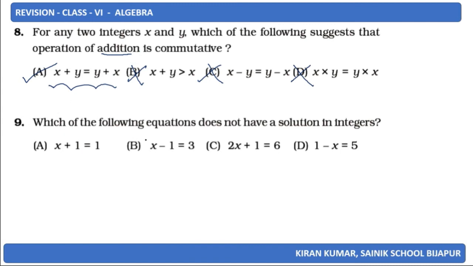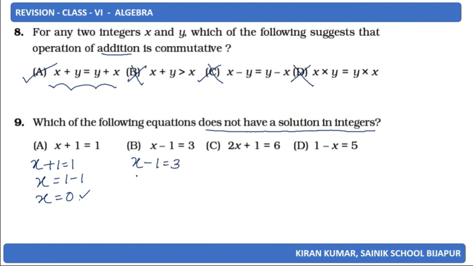Question 9. Which of the following equations doesn't have a solution in integers? When I take x plus 1 equal to 1, the x value is 1 minus 1, so x will be equal to 0, and 0 is an integer. Here the question is which doesn't have a solution in integers, but in this there is an integer. x equal to 0 is an integer. When I take x minus 1 is equal to 3, the x value is 3 plus 1, x value is 4. It is also an integer.